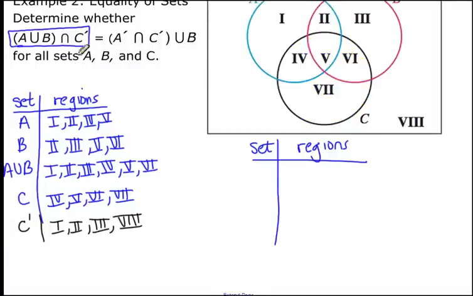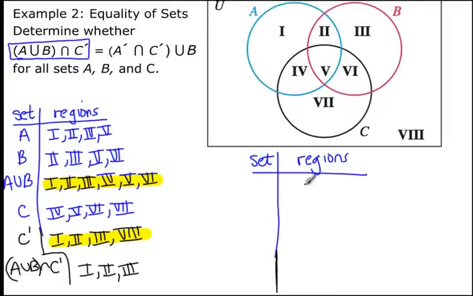And then now I want to find the intersection between A union B and C complement. So the regions that those two sets would have in common would be 1, 2, 3, and that would be all. So now let's move on to the second set statement.